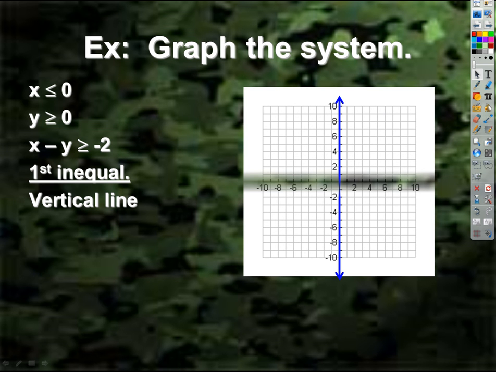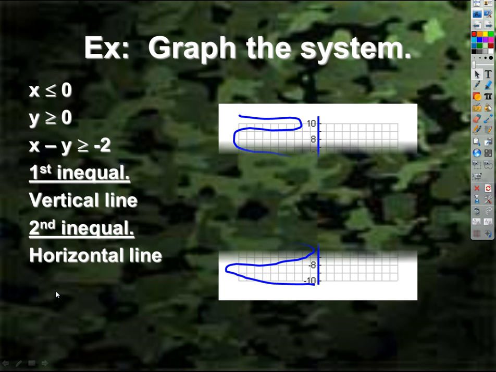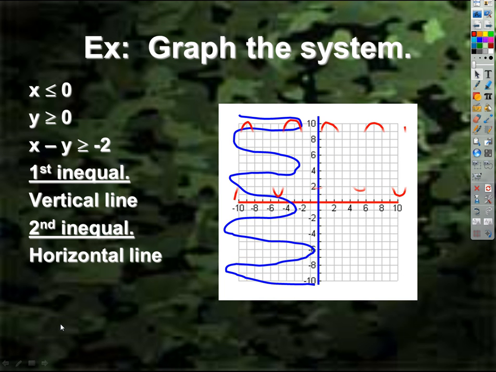Now, which side are we going to shade? If we want the x values that are less than or equal to 0, am I shading left or right of that? For example, an x value of -5 would work, and that would be over here, so I have to shade that side. Next, we get a boundary line of the x-axis, the line y equals 0. Am I shading above or below? y is greater than or equal to 0. Above. So far, that's what we've got.